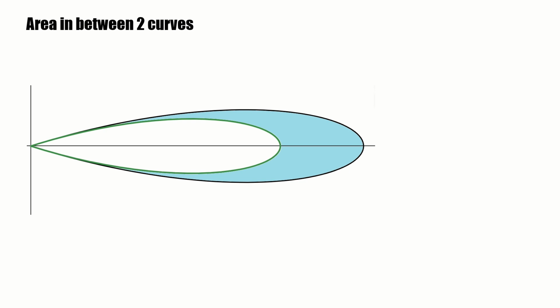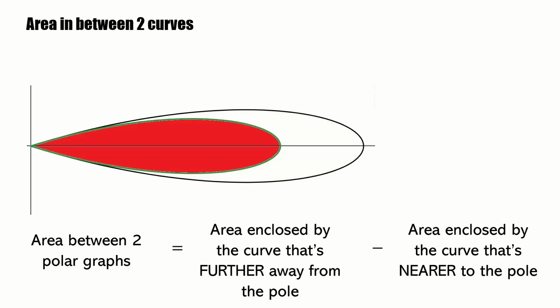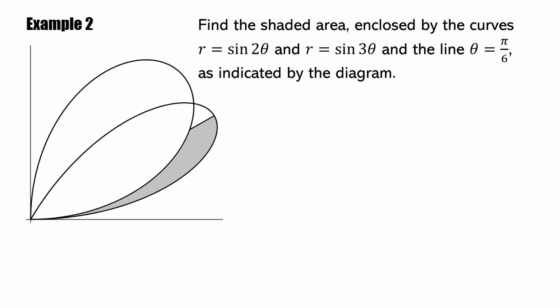So therefore, if we want to find the area enclosed between two polar graphs, we've got to find the area enclosed by the curve that's further away from the pole minus the area enclosed by the curve that's nearer to the pole. Because if we subtract them from each other in that fashion, then that will leave us just with that area we want.